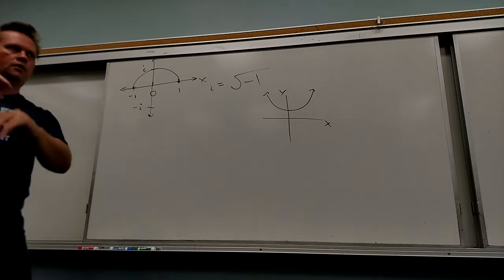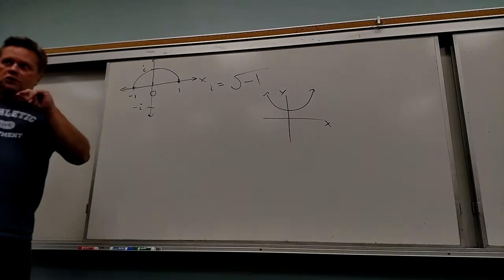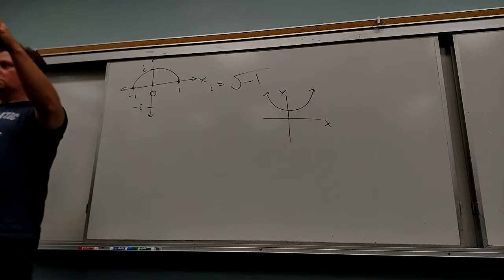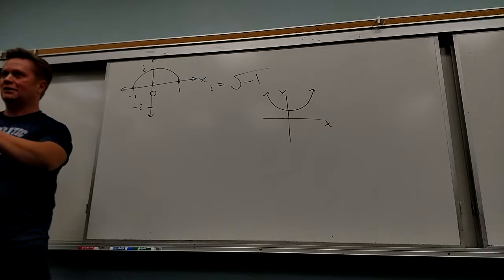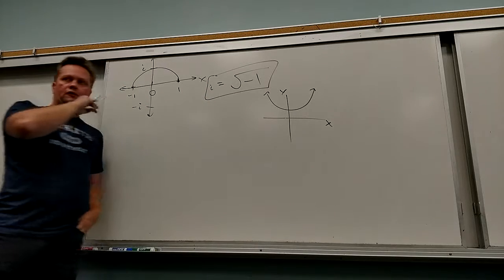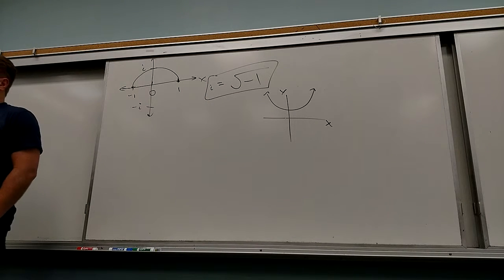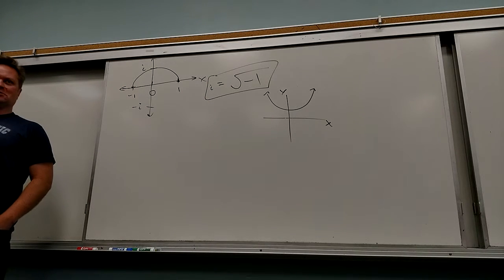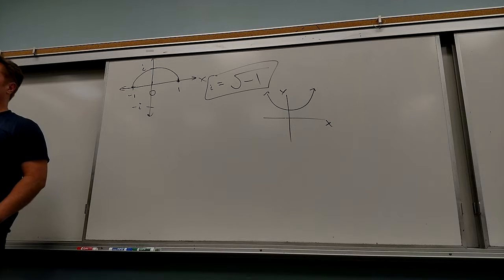When we start doing stuff you need to be able to do, I'll say this is exactly what you will be able to do. We haven't gotten there yet. This is one thing you need to know. That's the definition of i. That's what i is.